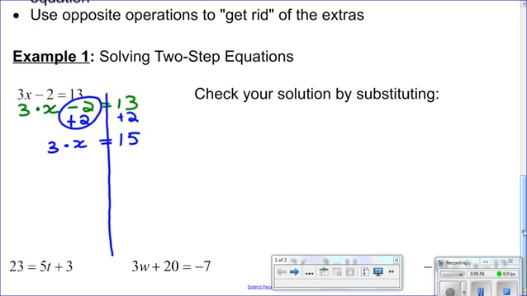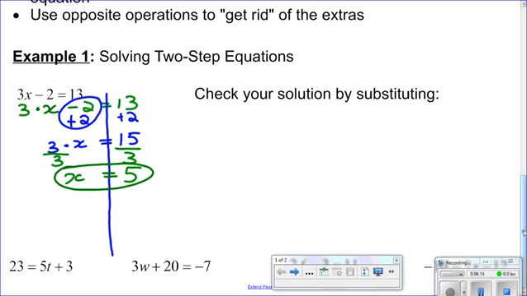Now we have a one-step that says 3 times x. We need to undo the times by 3 by doing the opposite. So we're going to divide by 3 on both sides. 3 divided by 3 leaves us with 1x equals 15 divided by 3, positive 5. So our possible solution is x equals 5 if we've solved everything correctly.